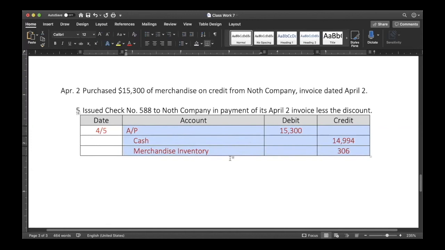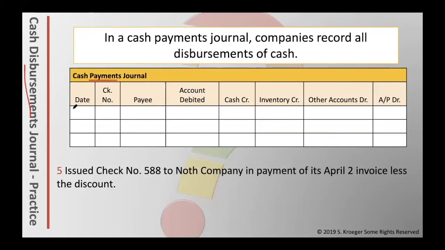We need to put this into the special journal instead of putting it here, making this lengthy, taking up all these lines, and then updating the ledger. We're just going to instead use a special journal and make this process easier. We're going to use accounts payable. We have to make sure there's a debit there. We're going to cash to put this credit in, and then we'll look for the merchandise inventory account to put this credit in. First, let's begin by putting in the date. It was 4/5. Check number, that's easy, 588.